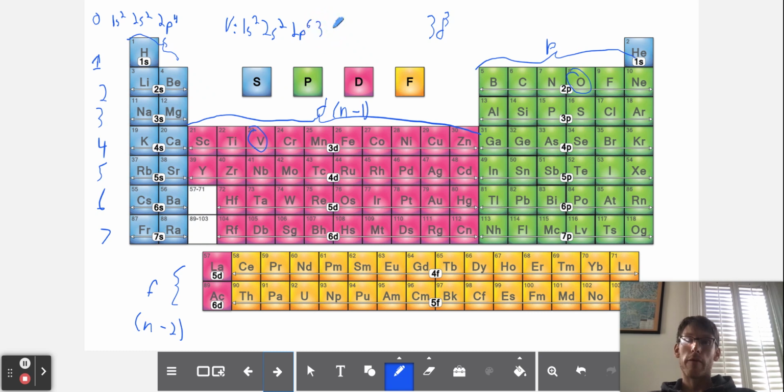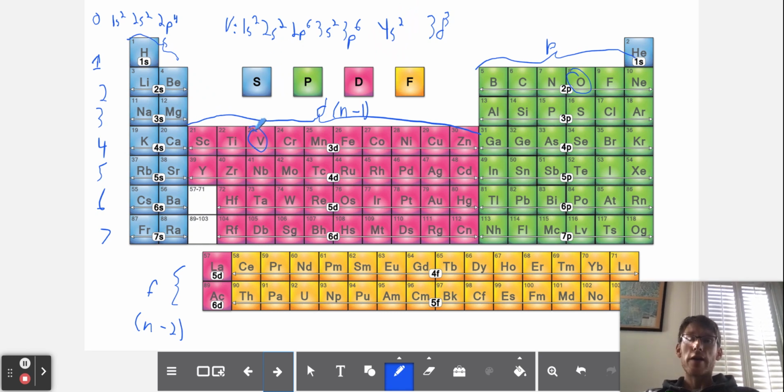Then we go over to the 3s, which we fill with 2 electrons, the 3p, which we fill with 6, and then the 4s, which we fill with 2 electrons, and then that leaves us with our 3d3. Now, a good way to check yourself on this is to just add up all the electrons, and my 2 plus 2 plus 6 plus 2 plus 6 plus 2 plus 3 does give us the 23 that we're expecting.